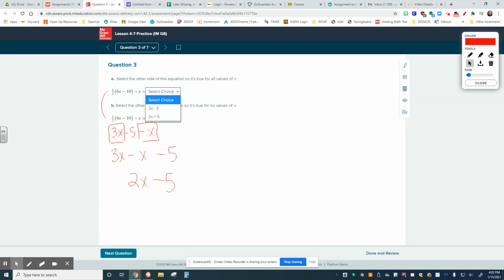Let's compare what we have. We have 2x minus 5 and 2x plus 5. Make sure that you're choosing the appropriate one that's going to tell you whether that's true for all values of x versus true for no values of x.